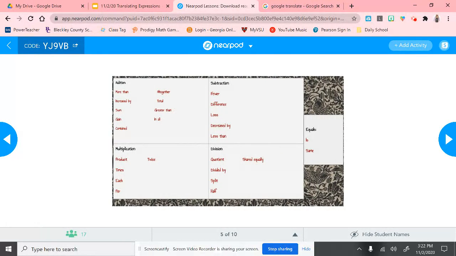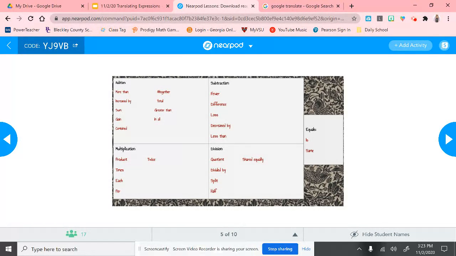So these are a few of the key words that you could fill in on your packet for addition, subtraction, multiplication, division, and equals. Now, all these words are also on your reference sheet, so I'm not going to make you fill those in today, okay? Because it's in both places, so you can just look at your reference sheet for that. But those are a few words.